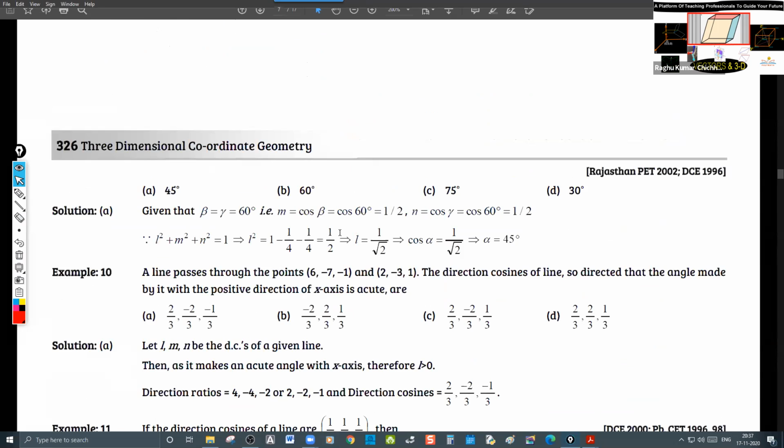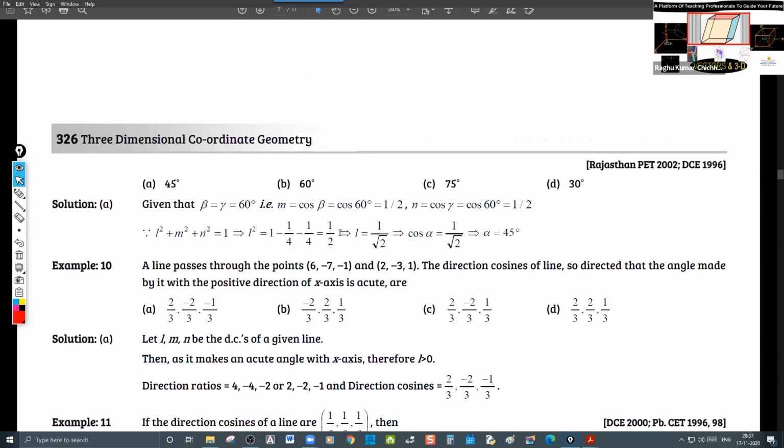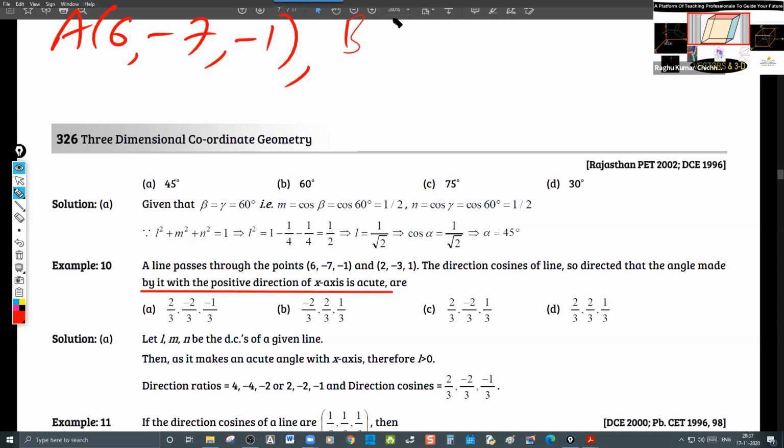Next one, example 10. A line passes through two given points. Find the direction cosines of the line so directed that the angle made by it with the positive direction of x-axis is acute. There is a small understanding here. It must make an acute angle. Let me write the points first. Let me say A(6, -7, -1) and B(2, -3, 1).